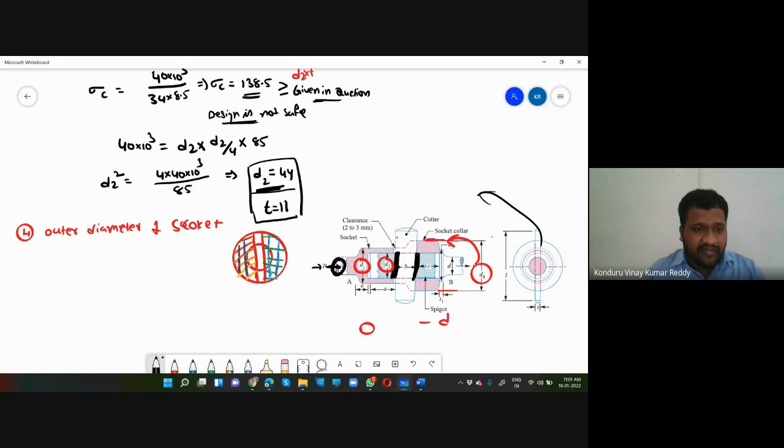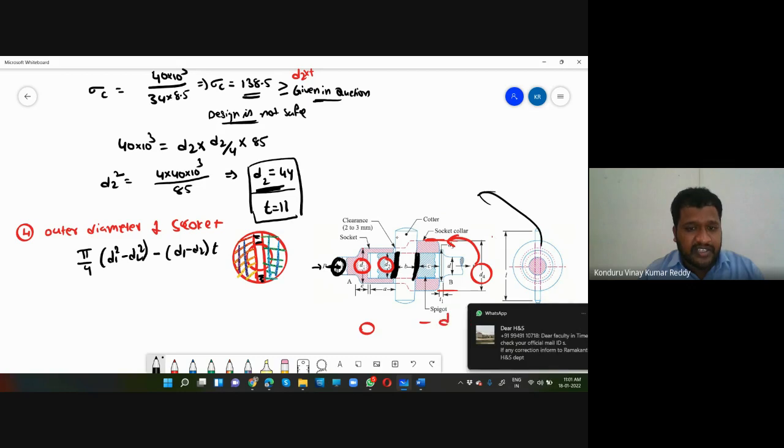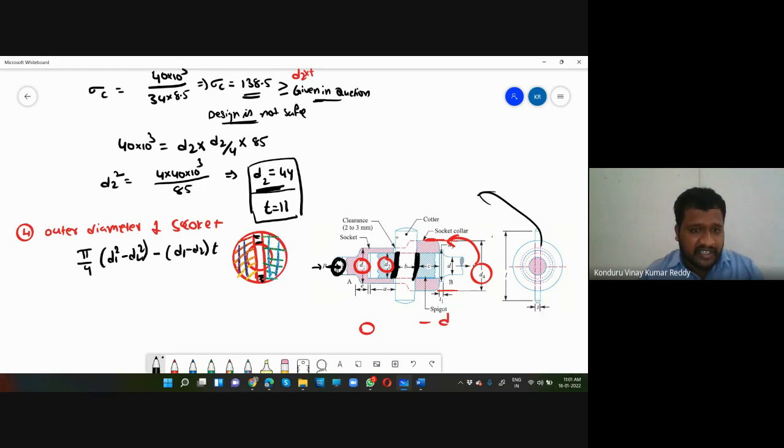If you write the formula for that, it will be pi by 4 (d1 square minus d2 square) as per the whole, and it will be taken out from minus d1 d2 into t. This one also should be neglected and this one also should be neglected. So it is (d1 minus d2) into t, multiplied by thickness. As the stress is perpendicular, it will be multiplied with normal stress, which is equal to force.